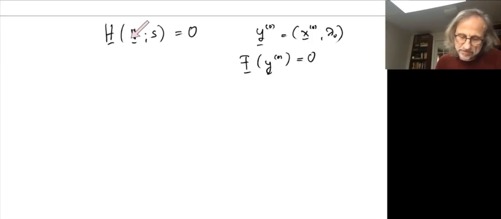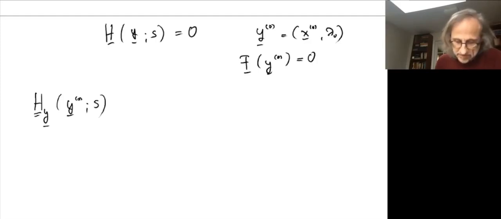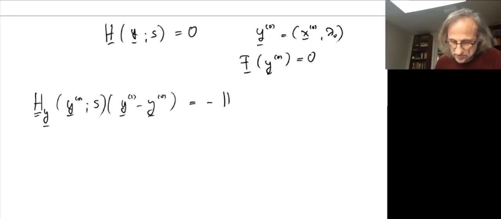Okay, so if we now do a Newton iteration on this expression, starting from y0, we have to solve the equation h Jacobian with respect to y, evaluated at y0 and s. That's where we want to go, right? That times y at the first iteration minus y of 0 is equal to minus h of y0 and s.